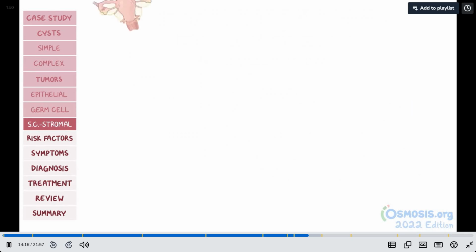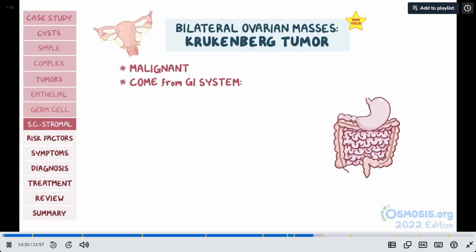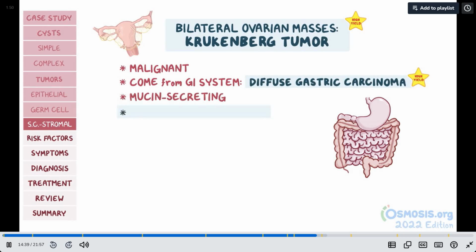Okay, remember that all these ovarian tumors are primary, and the majority only affect one ovary. If a test question mentions bilateral ovarian masses, think of Krukenberg tumor. Krukenberg tumors are malignancies that come from the gastrointestinal system, most often a metastatic diffuse gastric carcinoma that metastasizes to the ovaries. Another high-yield fact to note is that these ovarian tumors are mucin-secreting and have signet ring cells.